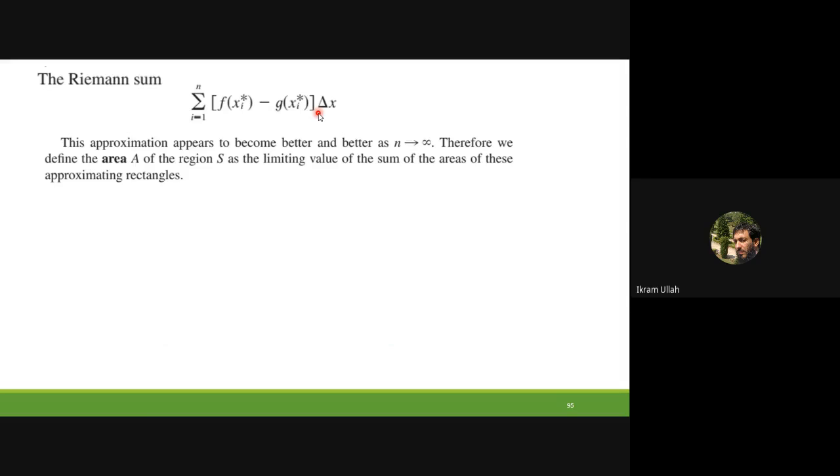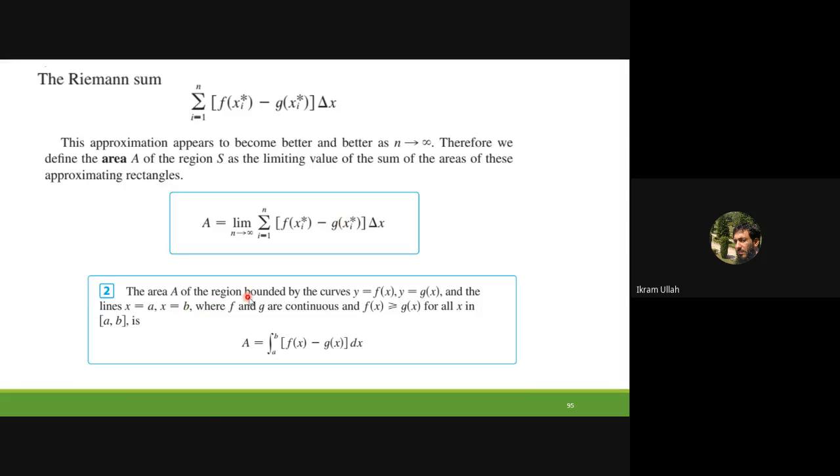Therefore, we define the area A of a region S as the limiting value of the sum of the areas of the approximating rectangles. This was already discussed in the previous lecture, on the basics of the Riemann sum. So this area is given by A equals the limit as n tends to infinity of the sum, i running from 1 to n, of f of xi star minus g of xi star times delta x.